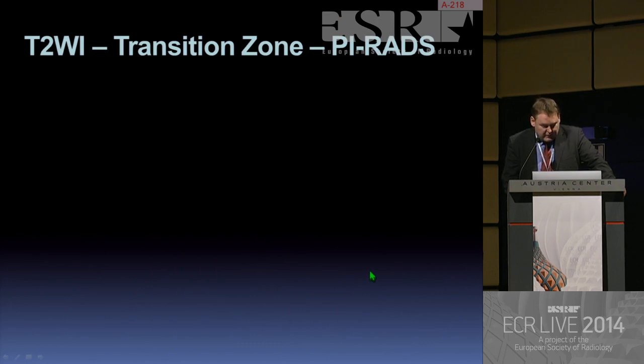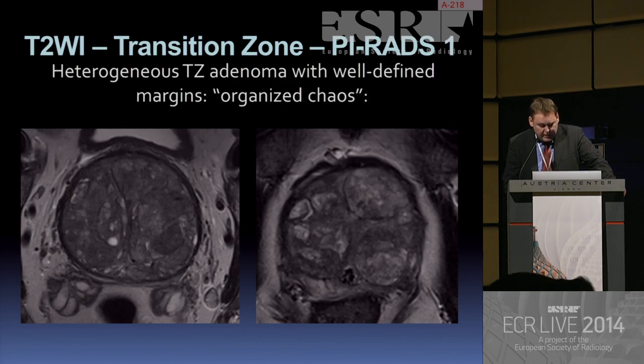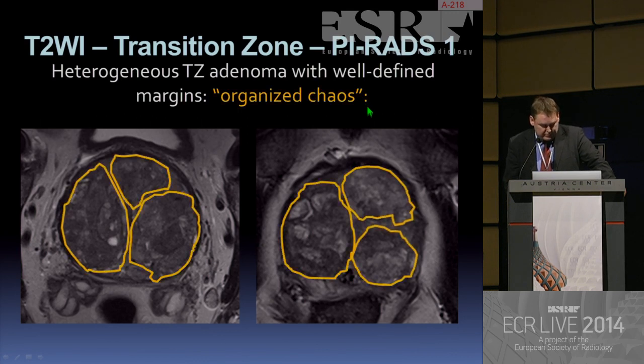The following criteria are for the transition zone. PI-RADS 1 is classic adenomatous tissue. It means a heterogeneous transition zone adenoma with well-defined margins, so-called organized chaos. Everybody who is doing prostates sees it every day. This is PI-RADS 1, because the probability of these lesions to be malignant, to contain significant cancer, is very, very low.